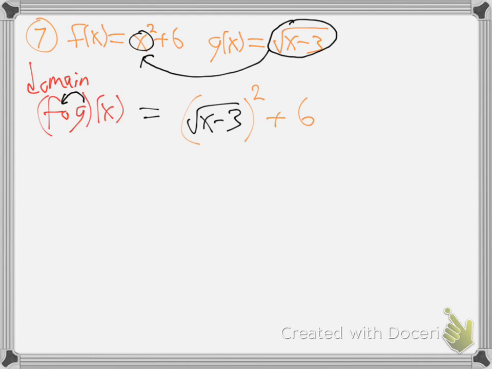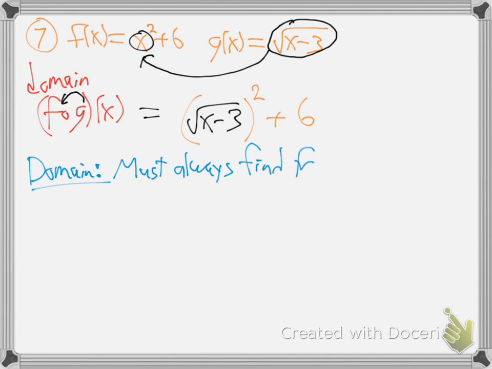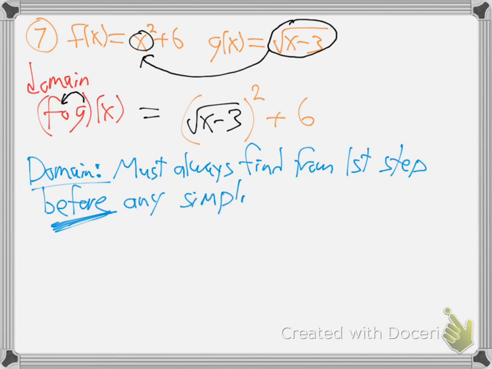Now, I'm sure you're aware that we can cancel those, huh? But of this other fact, I don't think you are probably aware, and this is really important. For domain, we must always find it from the first step, before any simplification.